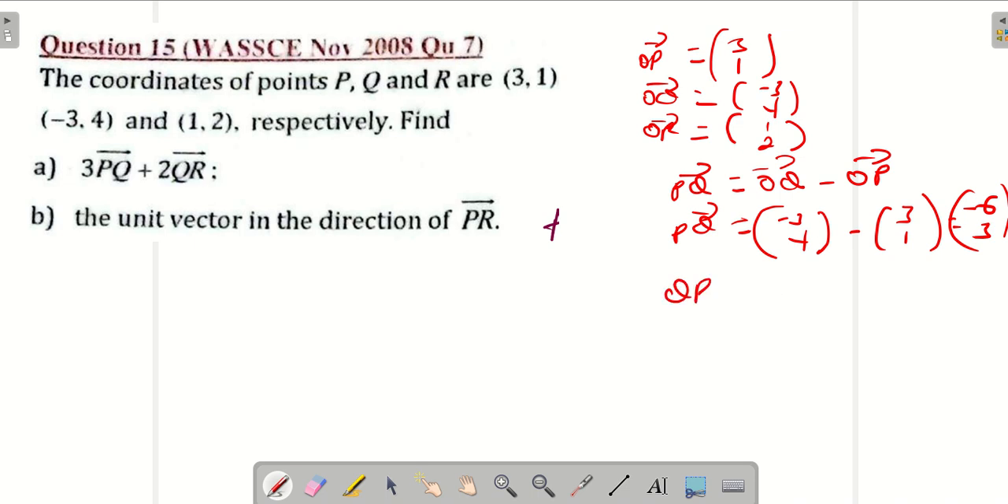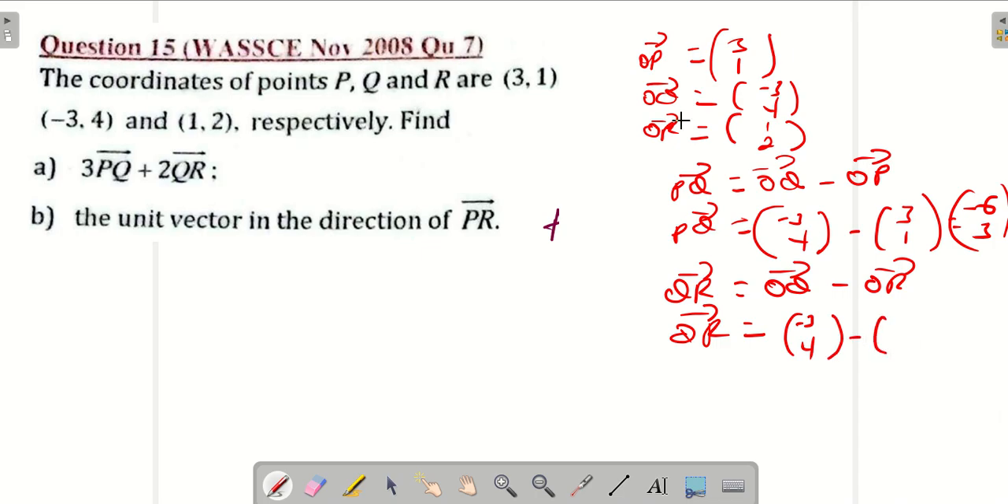Then the next thing is to find QR. QR is OQ minus OR. So QR should be equal to OQ, which is (-3, 4), minus OR, which is (1, 2). So QR should be equal to negative 3 minus 1 is negative 4, then 2.